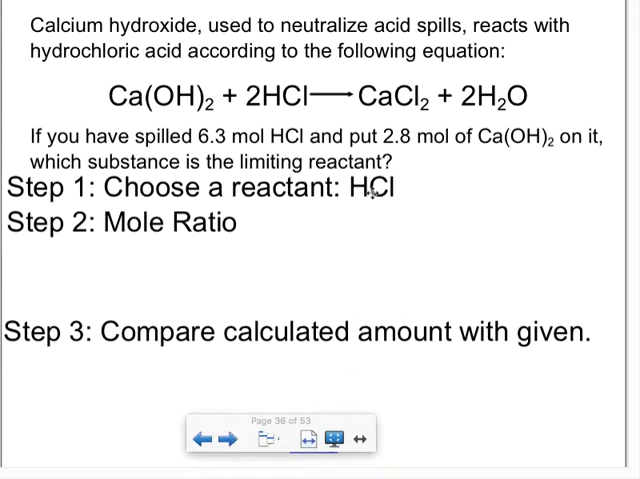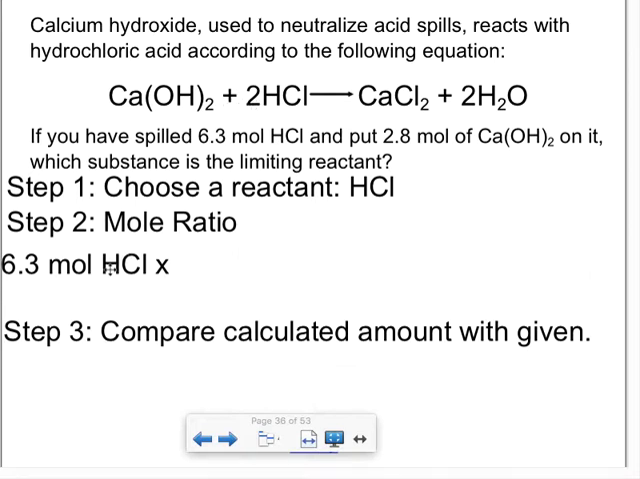What if you chose hydrochloric acid as your first reactant? So first step is start with what you're given. Okay, I'm going to start with hydrochloric acid. They gave me 6.3 moles of hydrochloric acid. Your second step, use the mole ratio to convert hydrochloric acid to calcium hydroxide.